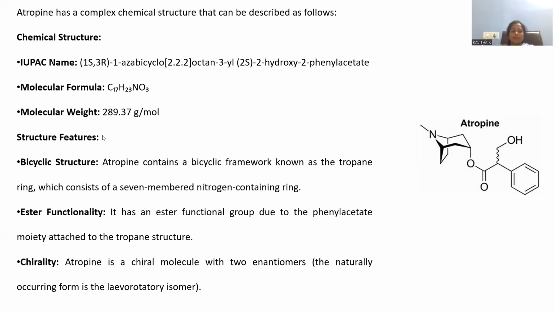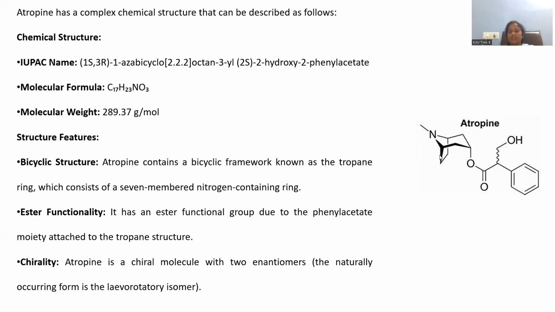We will see a glance about this atropine. Its structural elucidation is going to be discussed here. Atropine has a complex chemical structure and can be described as follows. If you observe its chemical composition, it is somewhat complex in nature.